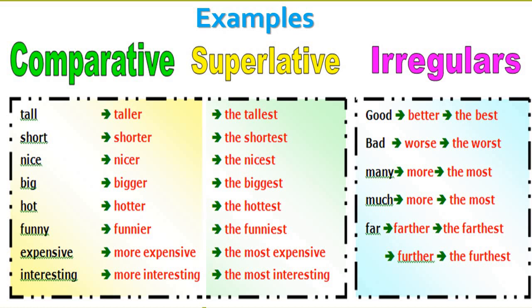Here in this slide, I have given you a list of examples. Read these words and learn how to form them into the comparative form and the superlative form, and there are much more irregular adjectives. Please read these words and study.